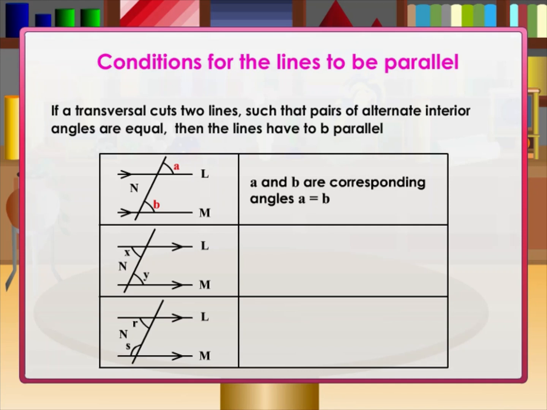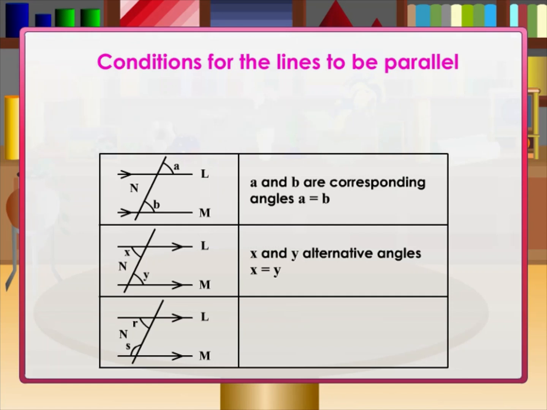If a transversal cuts two lines such that pairs of alternate interior angles are equal, then the lines have to be parallel. In the second diagram, L, M are the two lines. N is the transversal intersecting the lines and makes alternate angles X and Y. If these alternate angles are equal, we can say line L is parallel to the line M.